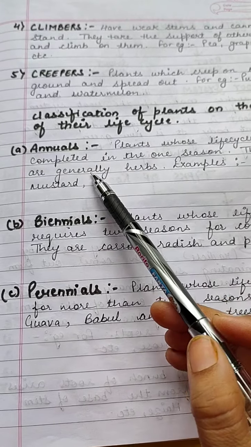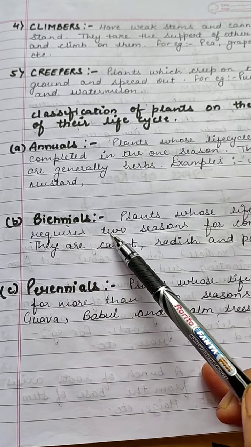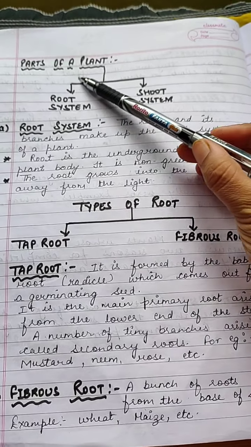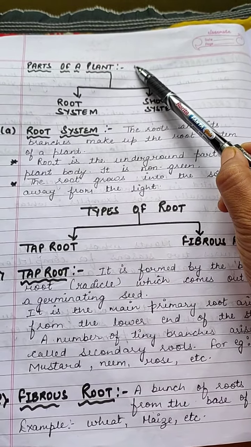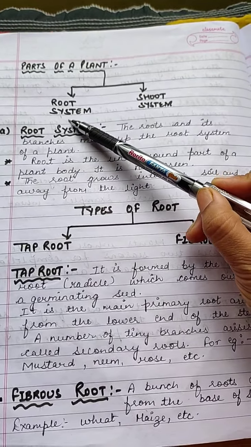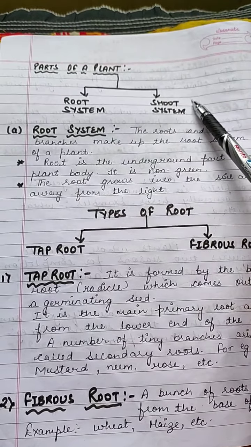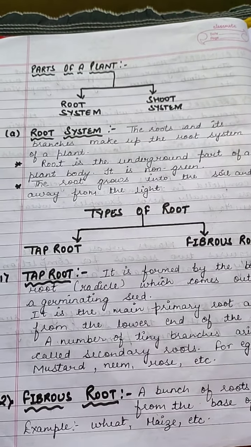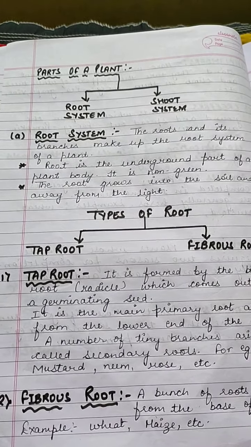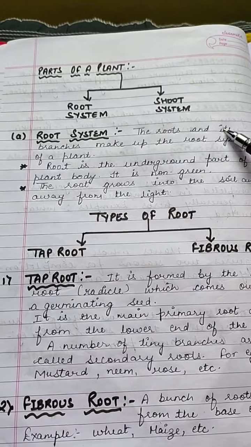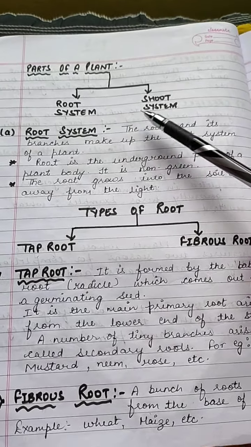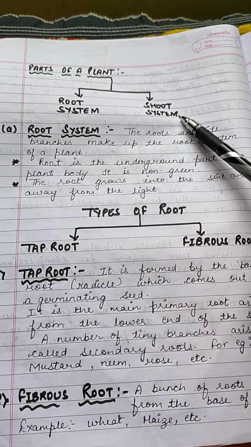So here the plants are classified on the basis of their life cycle. Next is parts of a plant. A plant is divided into two systems. Number one is root system and number two is shoot system. The part of a plant which is below the ground is known as root system and which is above the ground is known as shoot system.